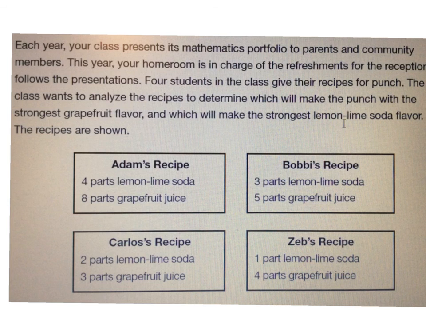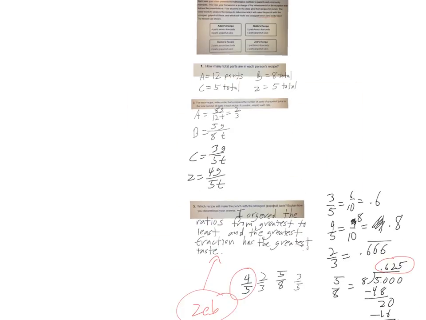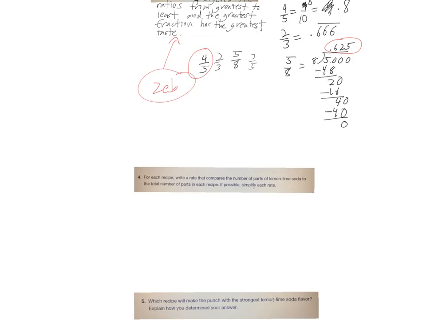That's what I did. What we have to make sure we do is come back to the original problem, and it says, which will make the strongest lemon lime soda flavor and grapefruit. So we've done grapefruit. We can check that one off. Now we have to do lemon lime. So we have to go back and think, what steps do we have to take to do that one? And that's where we can come down here and look.